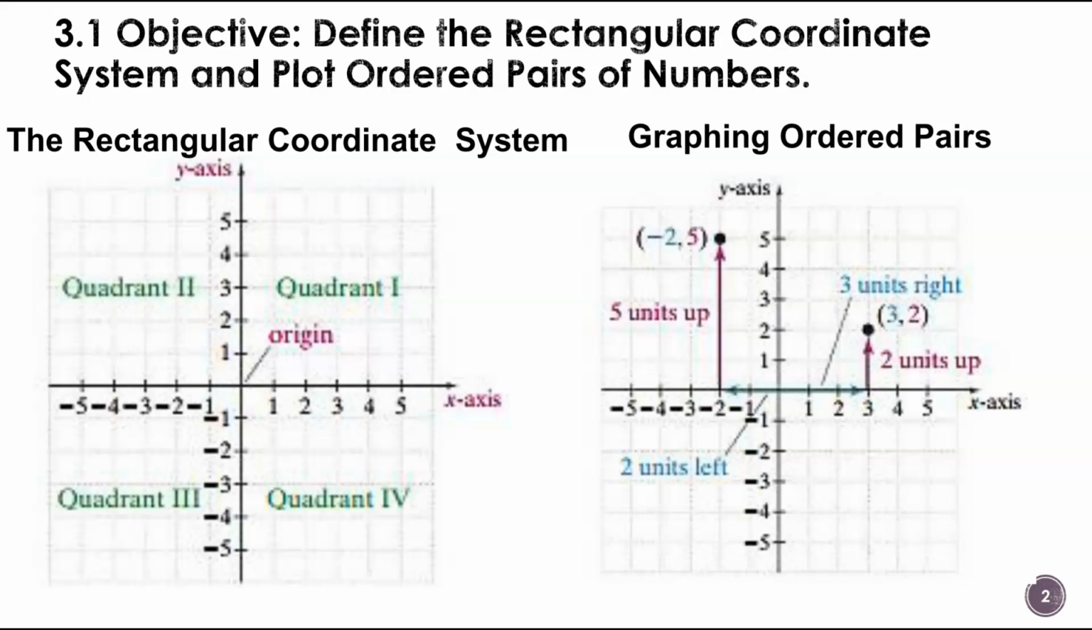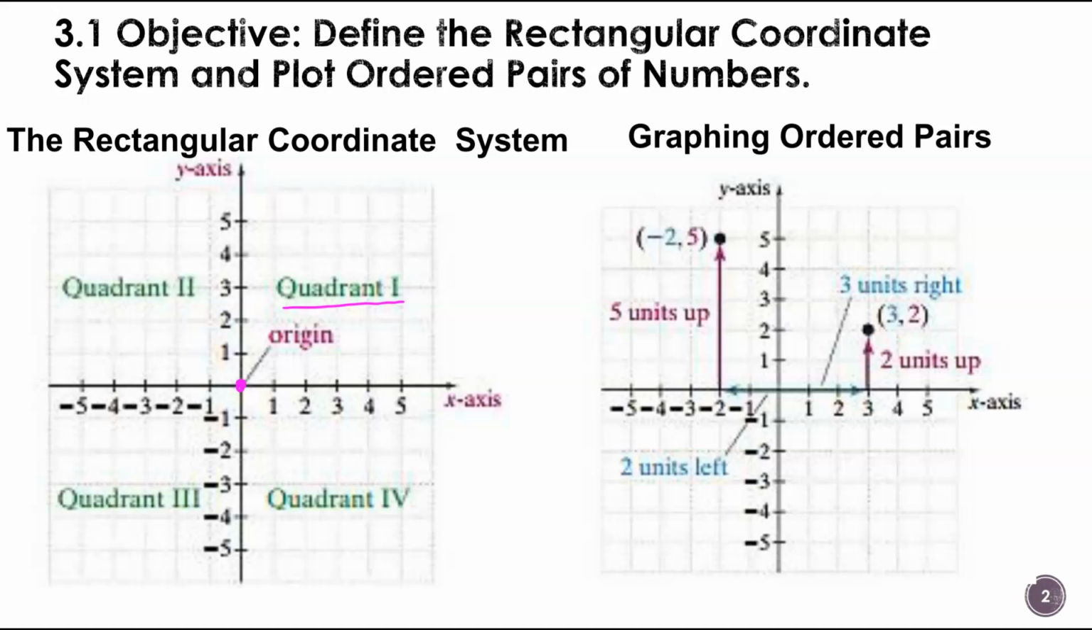The origin is at 0, 0 right here. That's called the origin. And you notice how it's labeled, right? To the right of the origin, it's positive numbers, and above. To the left, negative numbers, and below are negative. And then we have quadrants. Notice we start with quadrant 1 right here, and then counterclockwise you can count quadrant 1, 2, 3, and 4.